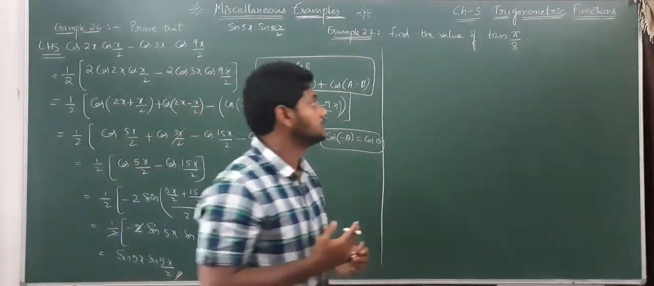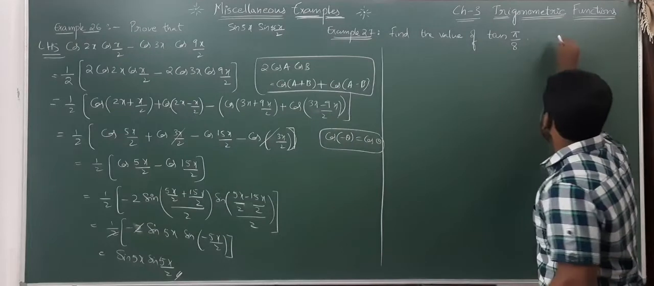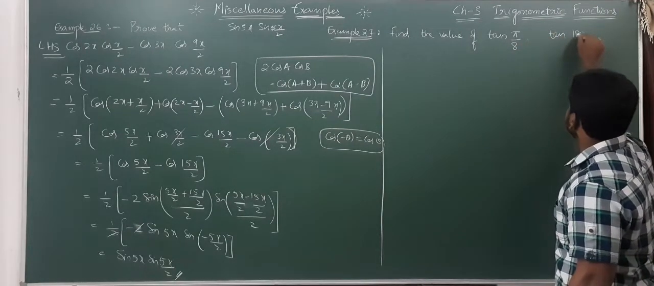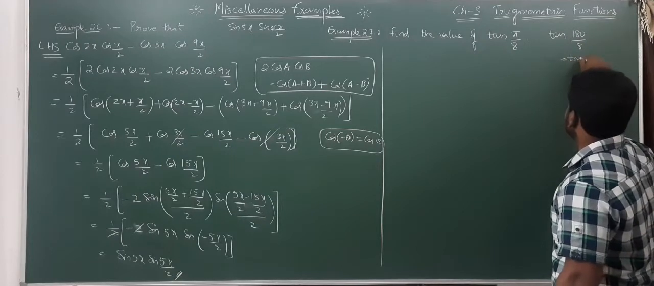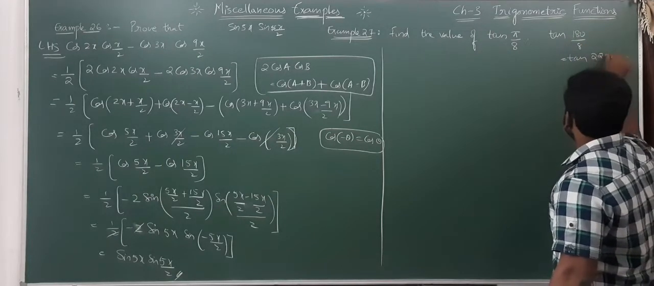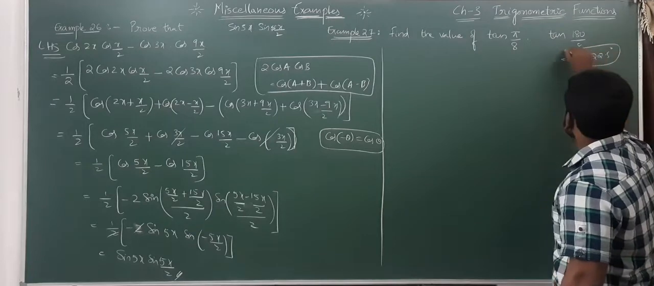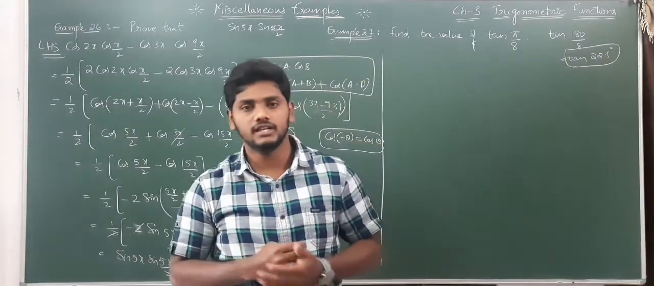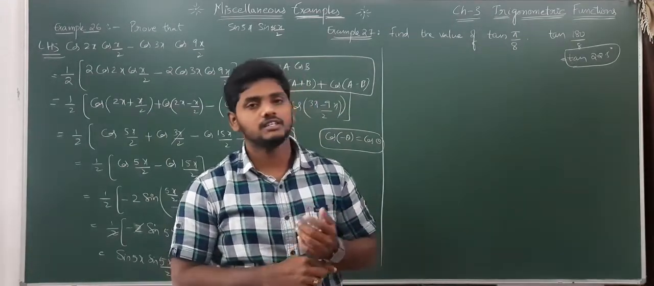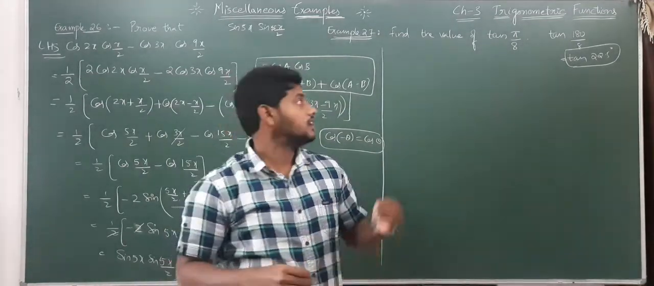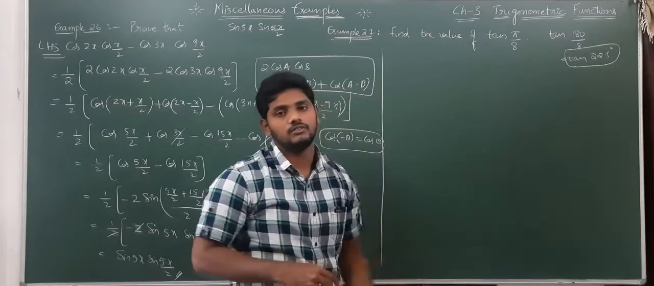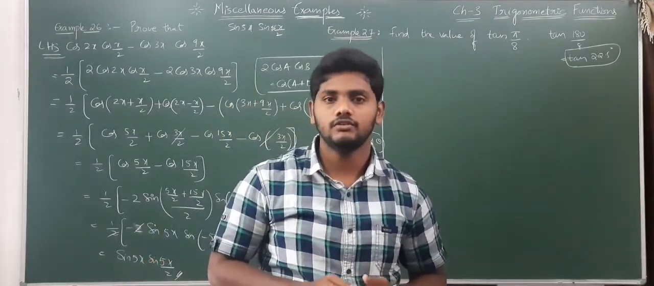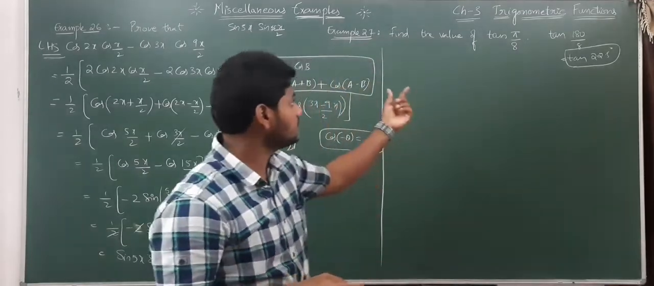How to find that? See, tan pi by 8 is nothing but tan 180 by 8, right? 180 by 8 is nothing but 22.5 degrees. That means we are going to find the value of tan 22.5 degrees. If you are able to find tan 22.5 degrees, you can also find sin 22.5 degrees, cos 22.5 degrees, all those by using this method.